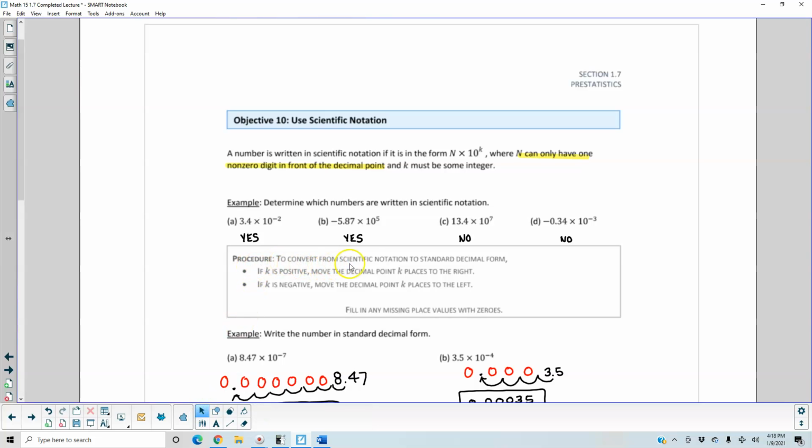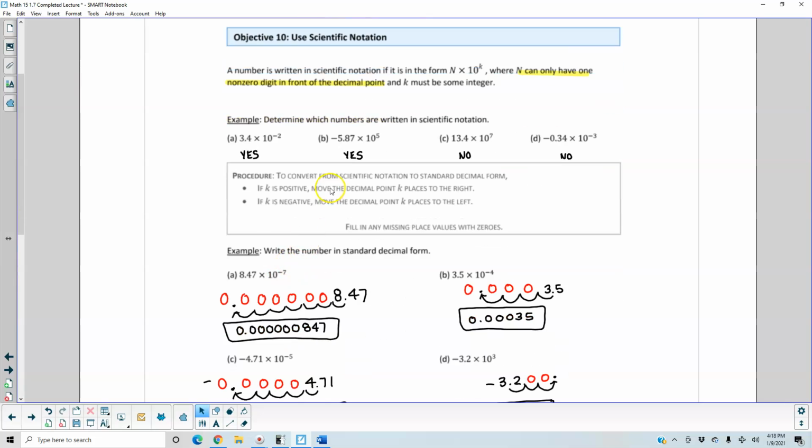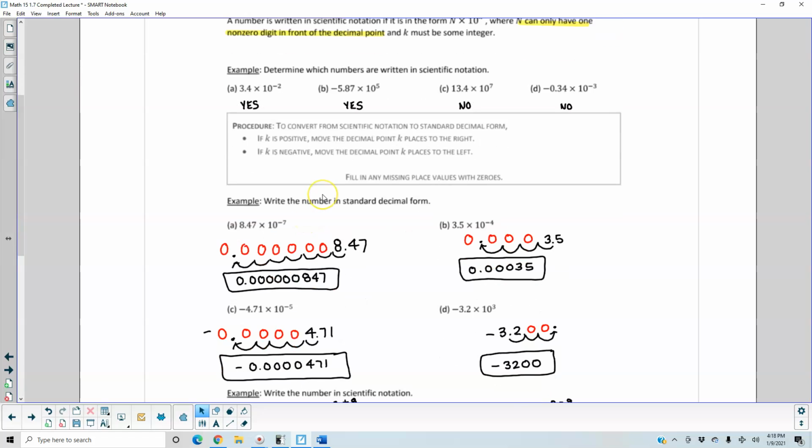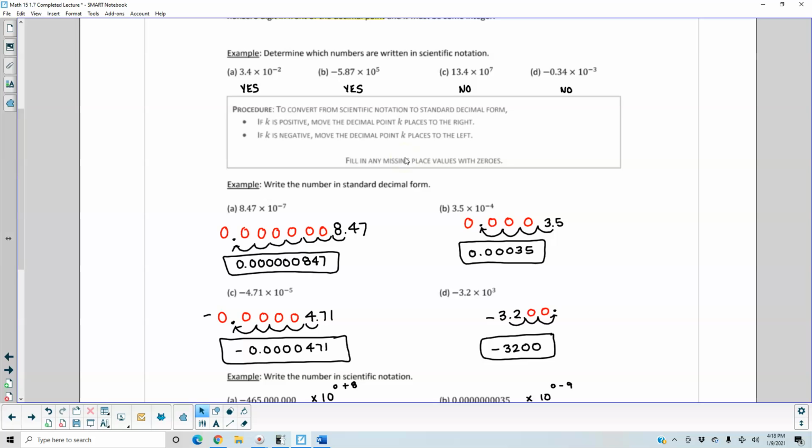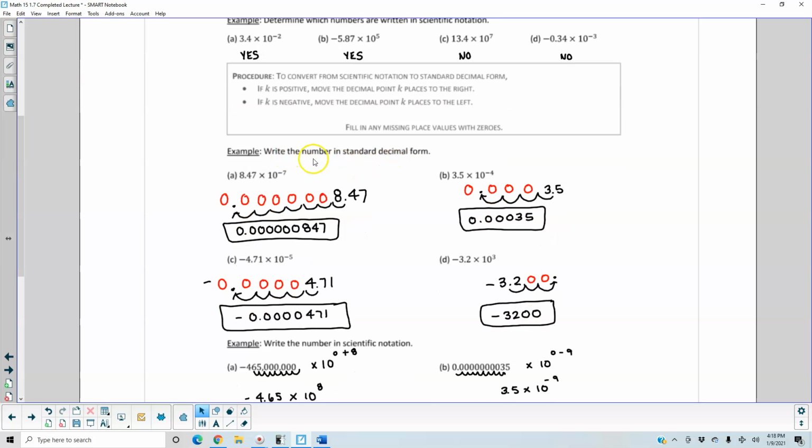Now the procedure to convert from scientific notation to standard decimal form: if k is positive, move the decimal point k places to the right. If k is negative, then you move the decimal point k places to the left. So we're going to write the number in standard decimal form. Here we have 8.47 times 10 to the negative 7. So that means that we need to move this decimal point to the left 7 times. So starting at 8.47, we're going to move over 1, 2, 3, 4, 5, 6, 7, and then put the 0 in front of the decimal point.